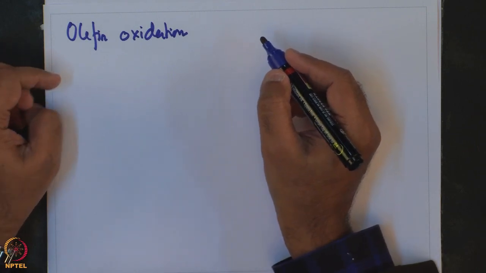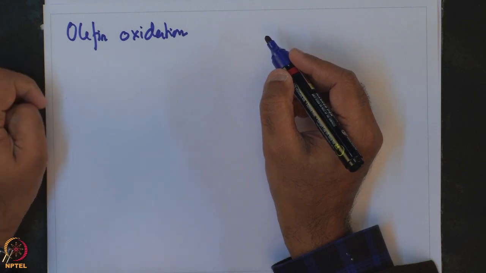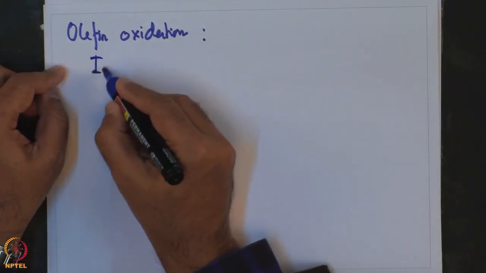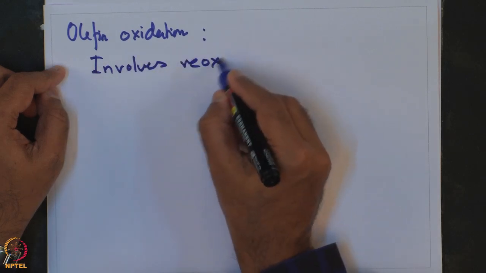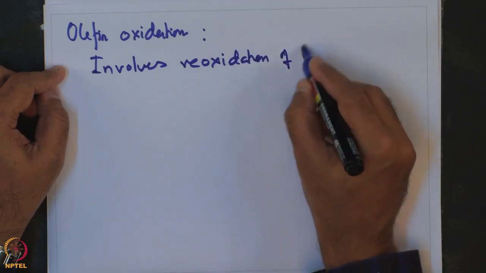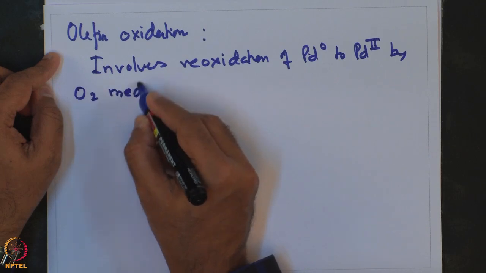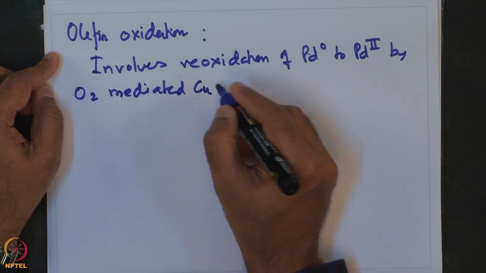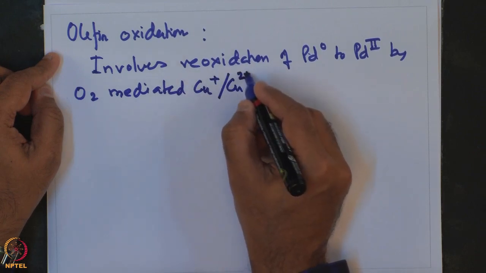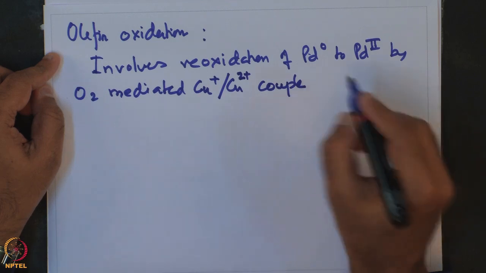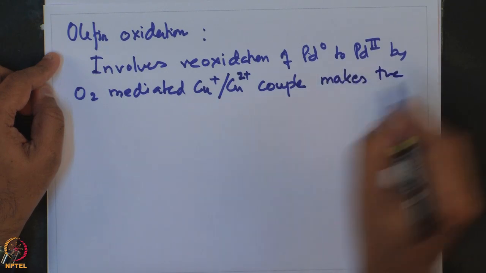This process is known for over 100 years. It is a pretty old process, and involves the oxidation of palladium 0 to palladium 2, and reoxidation of palladium 0 to palladium 2 by an oxygen mediated copper 1 copper 2 couple, which makes the reaction catalytic.